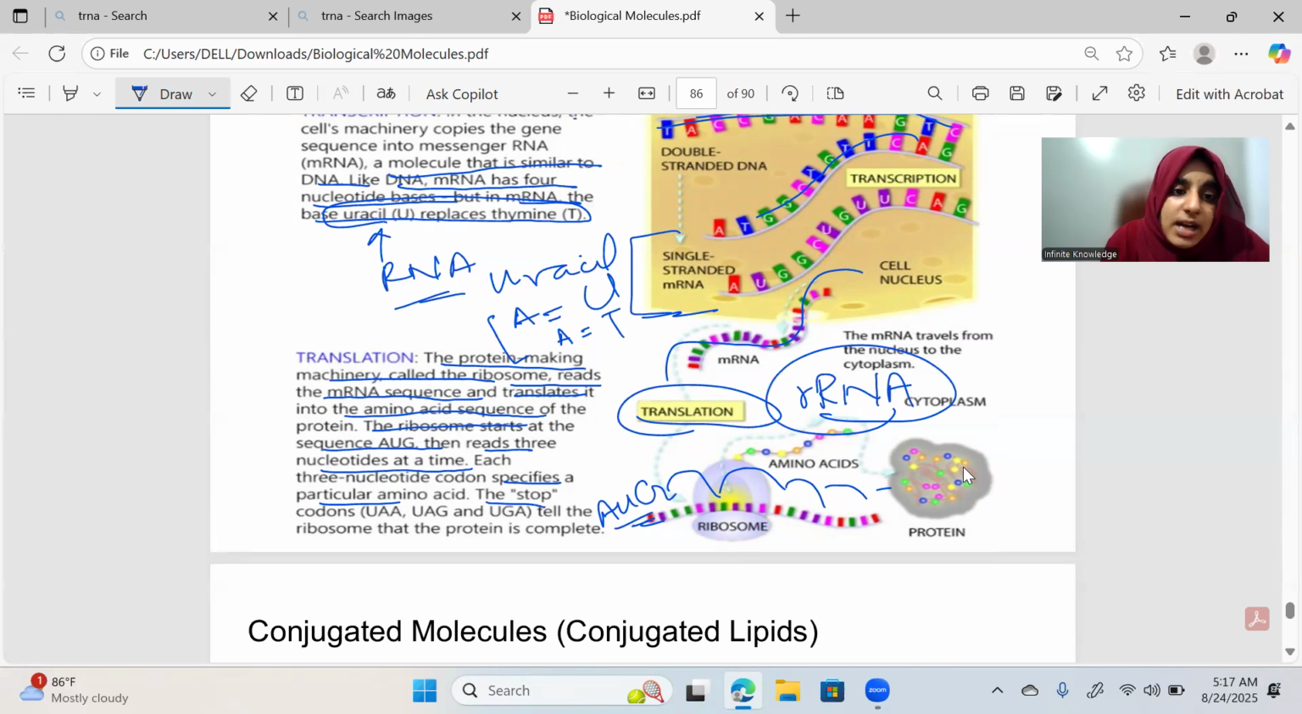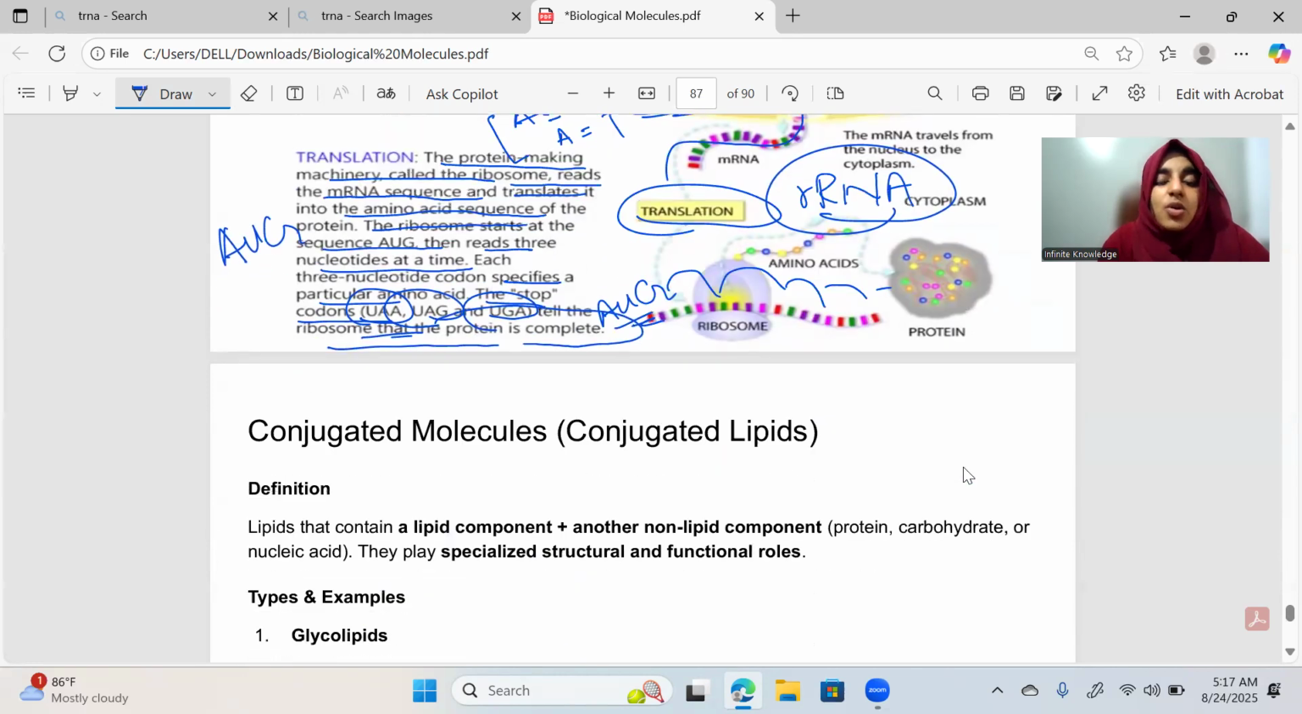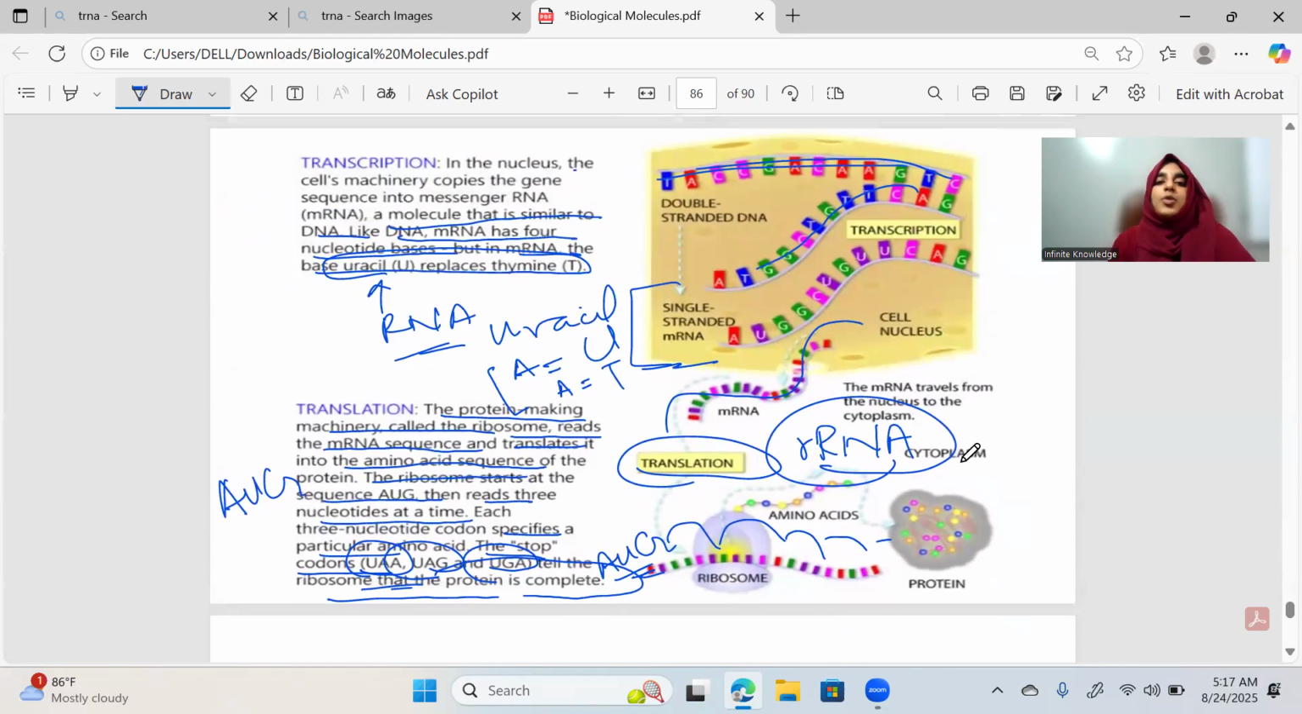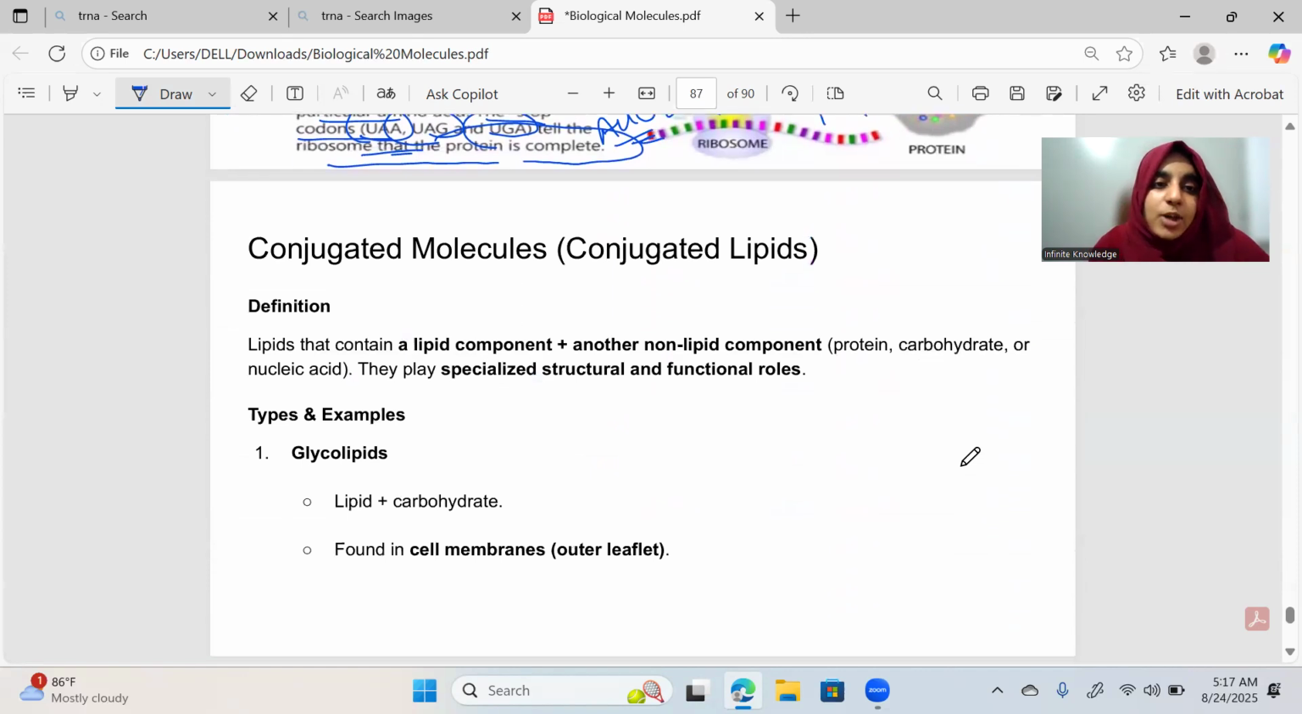The stop codons are these: UAA, UAG, UGA. Please remember these. The start codon is AUG and the stop codons are these three: UAA, UAG and UGA. They tell the ribosome that the protein is complete. Okay, so this was the whole of proteins as well. If you have any queries, let me know.